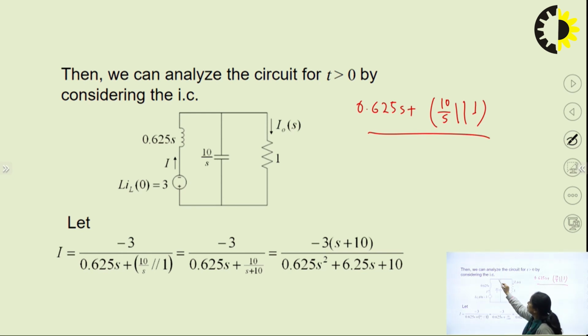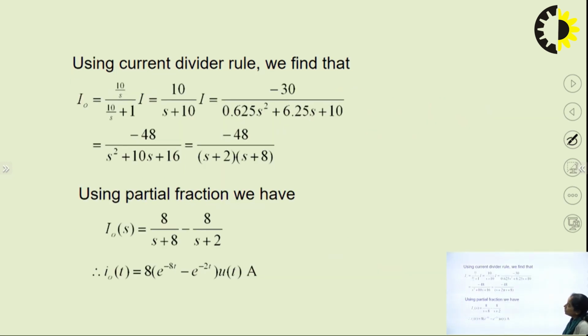Now this total current will be divided into parts. By applying the current division rule, you can find out the value of I naught. So I naught is this. Now apply partial fractions and then apply the inverse Laplace transform.